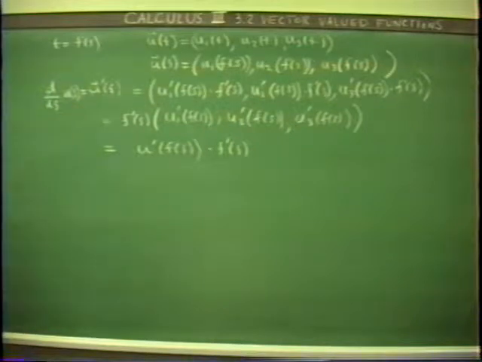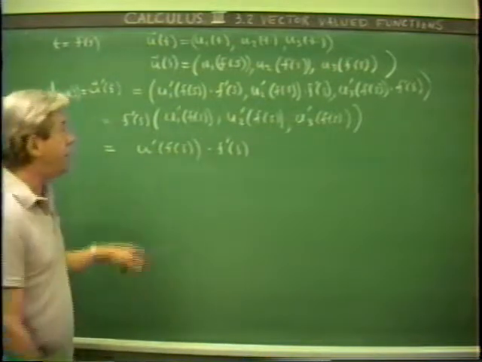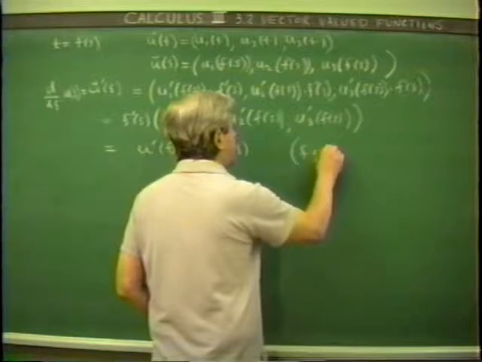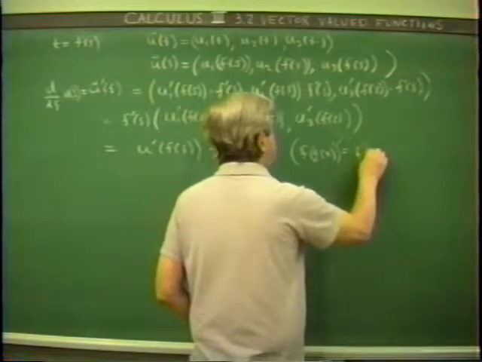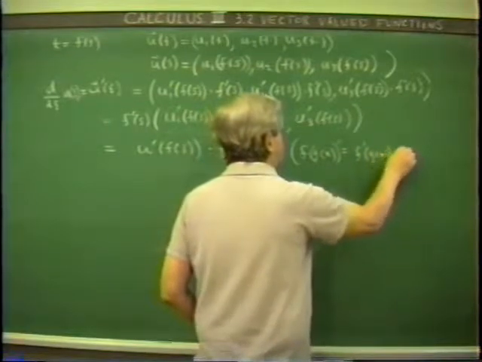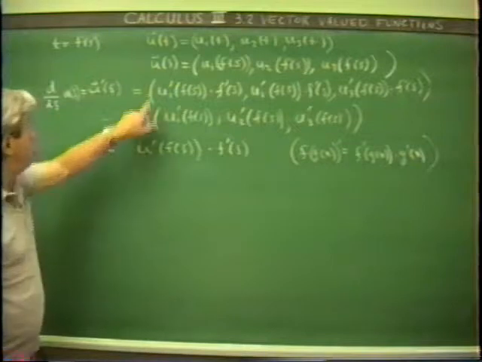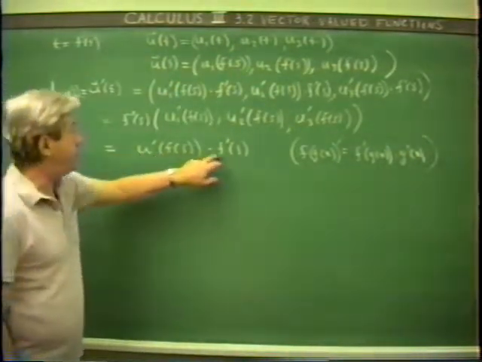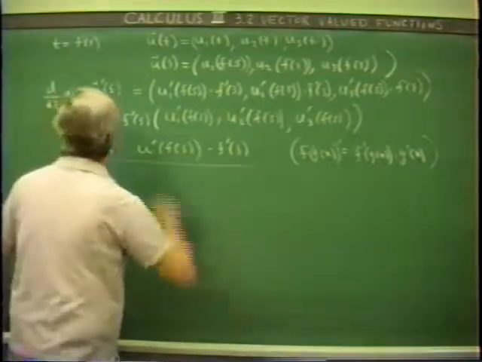Now this, of course, is similar to composition for real valued functions. That's to say, the derivative of f of g of x is equal to the derivative of f at g of x times the derivative of g at x. Here the derivative of u of f of s is the derivative of u at f of s times the derivative of f at s. So this is a very natural thing and will be made use of.